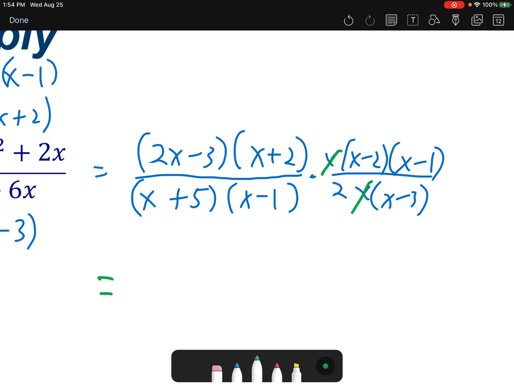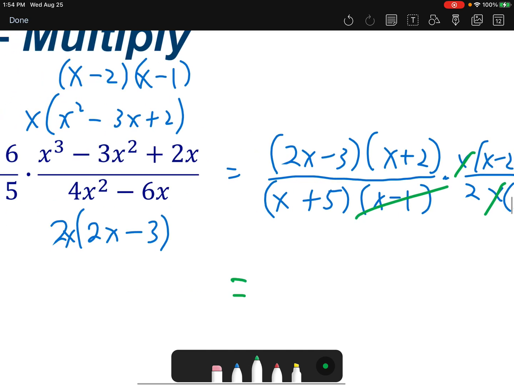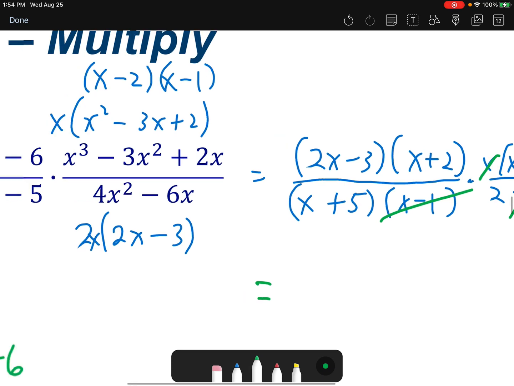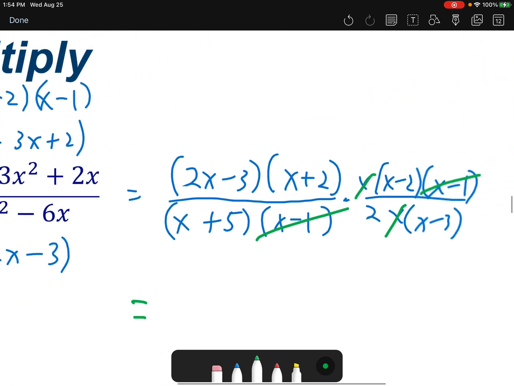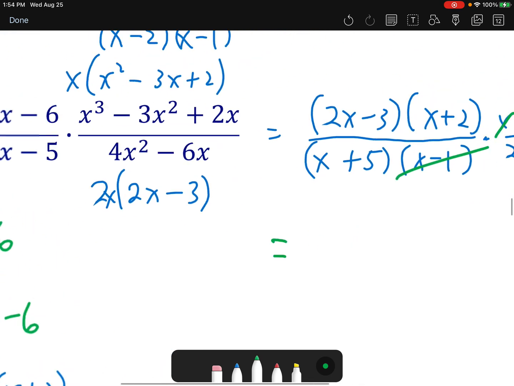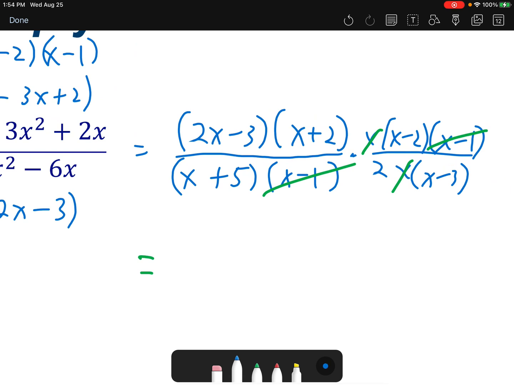So x and x cancel. x minus 1 and x minus 1 cancel. And, oh no. Did we screw up? No, I don't think so. 4x squared, we can take 2x out. We're left with 2x minus 3. Let's see. Oh, there's 2x minus 3. Oh, I forgot a 2, didn't I? Right there. There we go. Thought I may have messed up. So the 2x minus 3's cancel out.